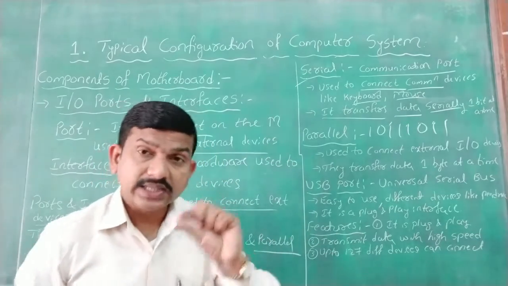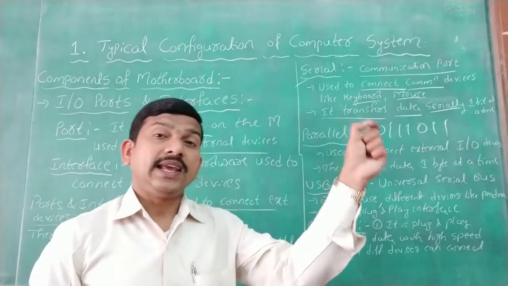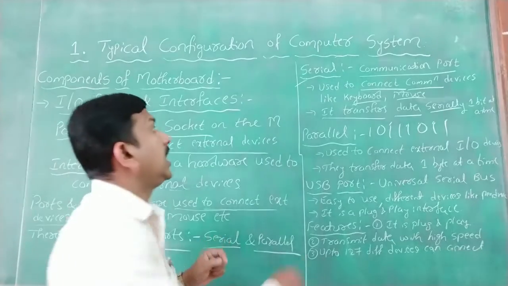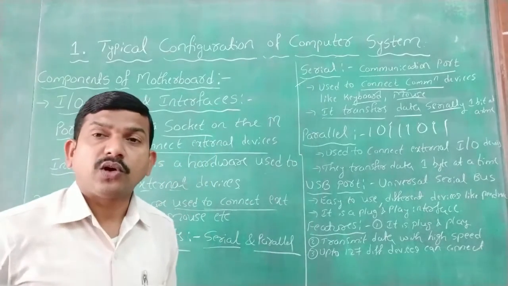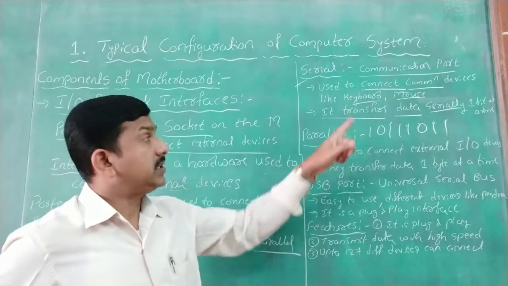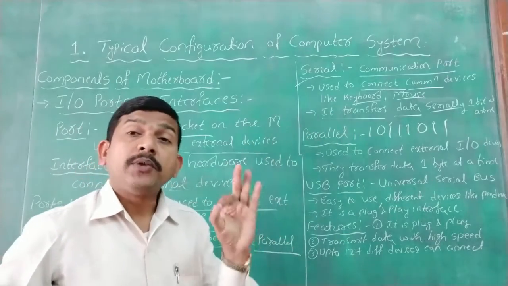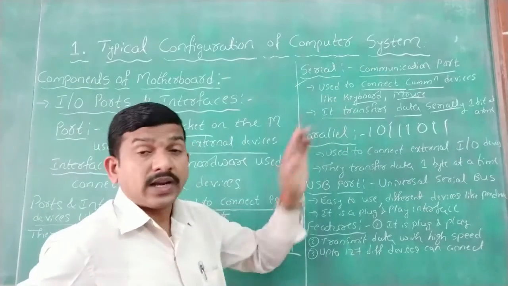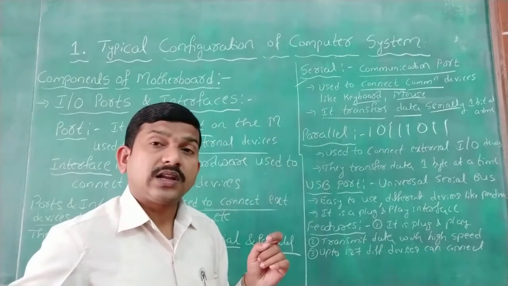So the data is transferred serially, one bit at a time, one by one like this. That is the serial port. Is it clear? For what purpose are we using the serial port? To transfer the data serially. Means it is used to connect communication devices. With the help of this port, we can transfer data. How can we transfer data?